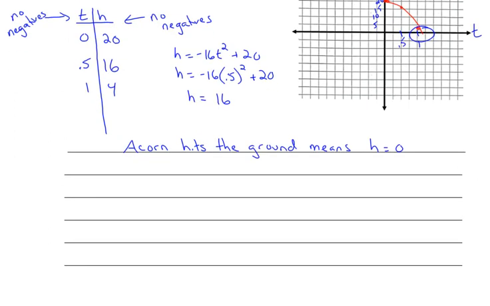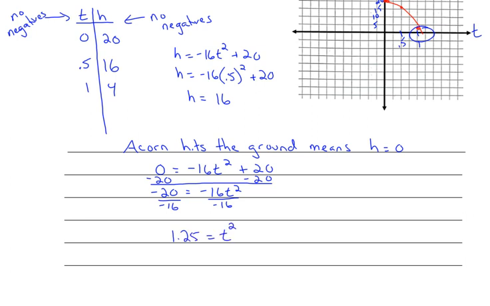So what I'm going to do is substitute a 0 into my function for height, and I'm going to solve this function for t. So I'm going to subtract 20 from both sides, and I get negative 20 equals negative 16t squared. Now I want to get the t by itself, so I'm going to divide both sides by negative 16. And I get 1.25 is equal to t squared.